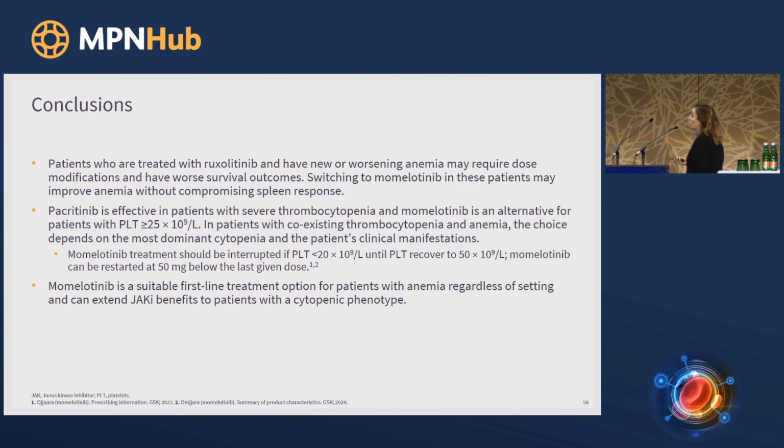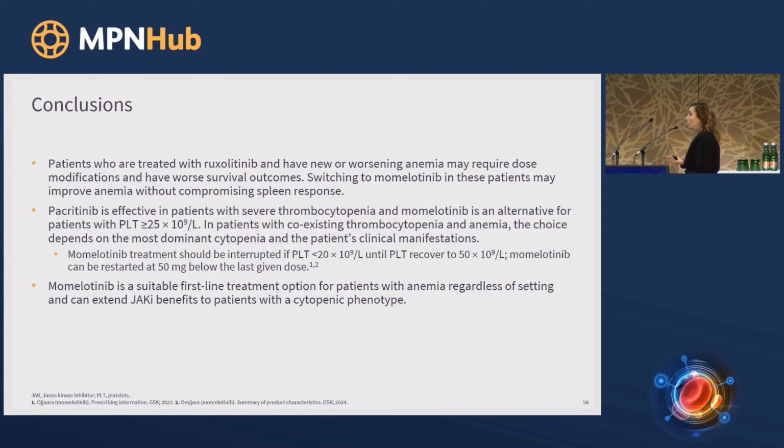So in conclusion, patients who are treated with ruxolitinib often develop new or worsening anemia, and this requires a reduction of dose that is often associated with a worse prognosis. Switching to momelotinib in these patients may improve hemoglobin level, maintaining the spleen response.